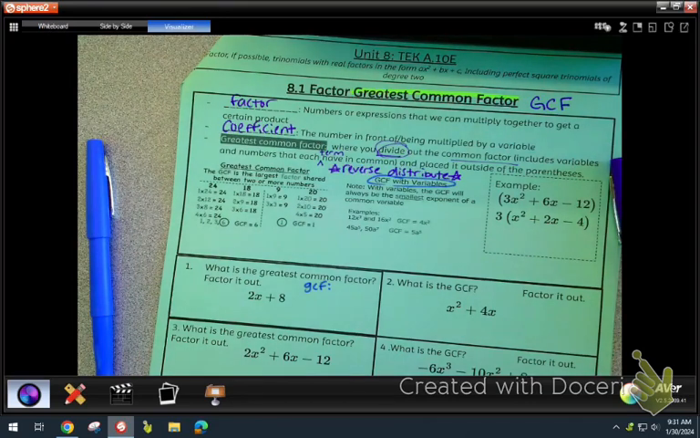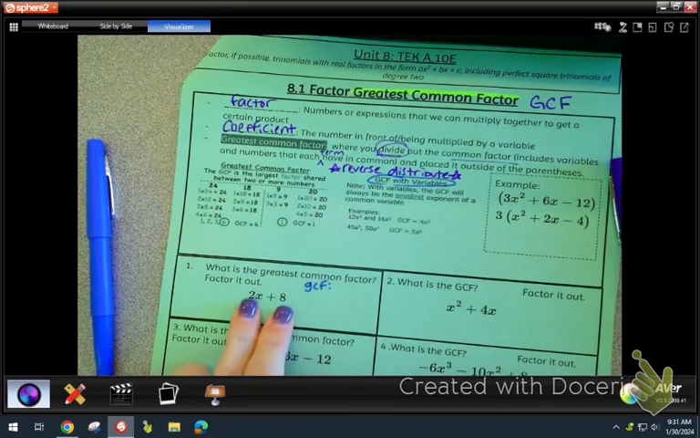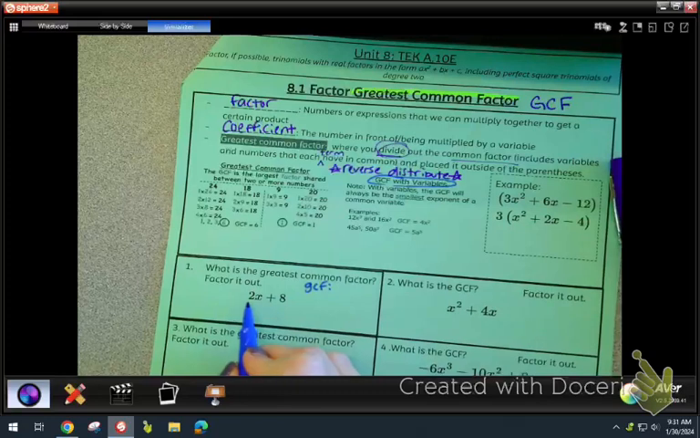When I look at the coefficients on number 1, what do I have? Coefficient of what? 2 and 8. What is the smaller number there? 2. Okay, that means your GCF maxes out at 2. It cannot be bigger than the smallest number. Think about that. Your GCF can't be bigger than the smallest number. So you always start with the tiny, okay?